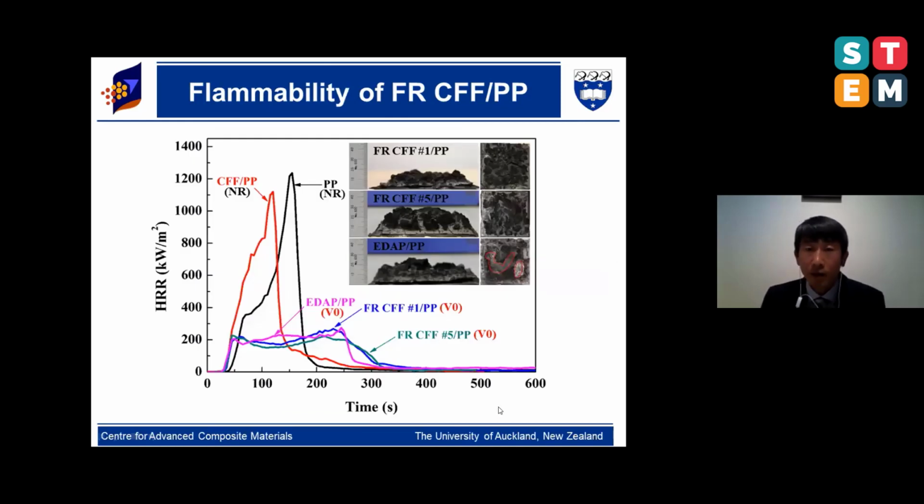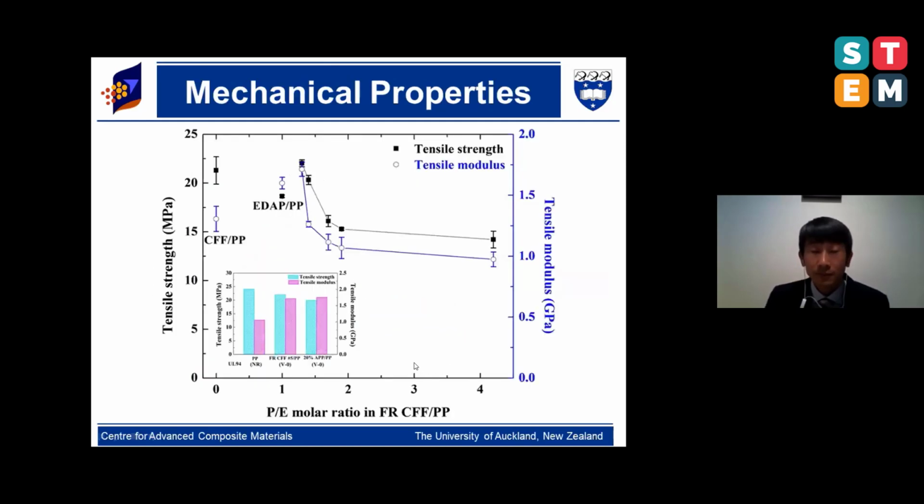Every composite shows very similar flame retardant performance. However, when we compare the mechanical property, the composite with flame retardant chicken feather with lower phosphoric acid ethylene diamine molar ratio shows the higher tensile strength. Actually, after the modification, the modulus was improved compared with that of polypropylene.